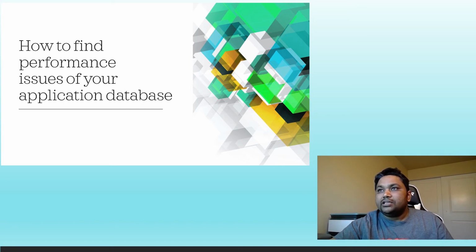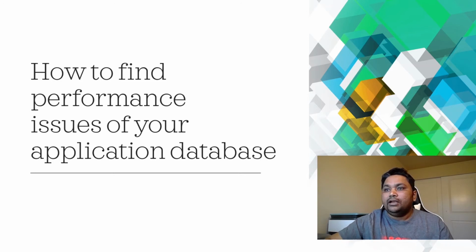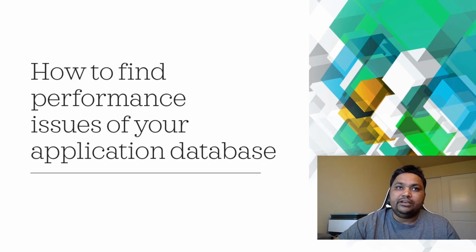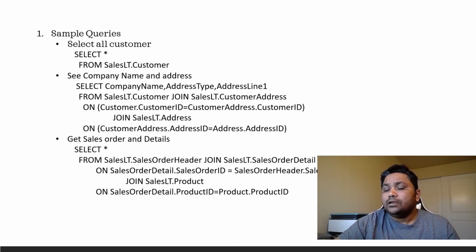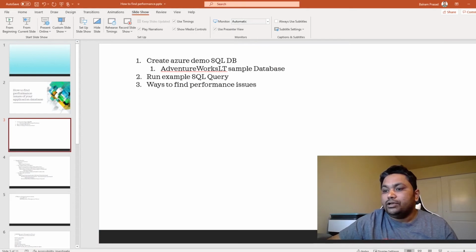So the basic agenda today is that we will try to find out, if you have any performance issue in an application database, how you can find it in a DevOps manner. So we will create a sample Azure DB, and Azure gives the option to use the AdventureWorks LT sample database, which is a well-known sample database. We will run a few queries over there, and then we will try to find some ways to find the performance issue or how to fix it in production. So let's go to the portal.